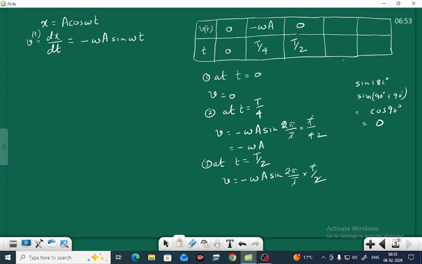Now we'll find the next value at 3T by 4, right? So we get the fourth point, that is at time t equal to 3T by 4.